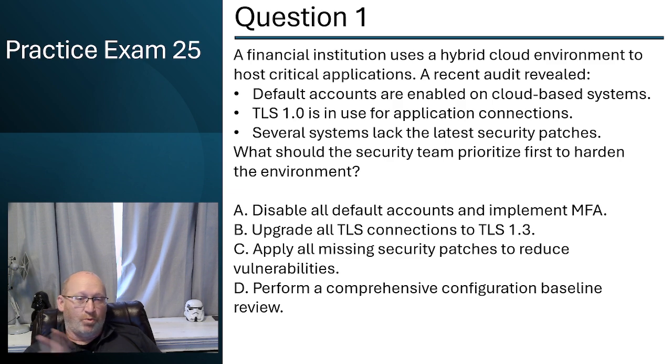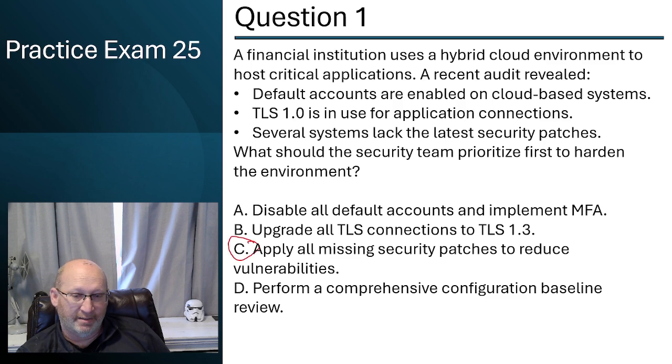And so applying those missing security patches to reduce vulnerabilities is going to be our number 1. Number 1 is to apply those security patches. That's going to be first. Then disabling accounts. Then upgrading to TLS version 1.3, in that order. The reason is that those security patches, to reduce those vulnerabilities, could address some huge CVSS problems. So the best answer is going to be C. I know, that is a difficult one. It really is. All right, moving on.